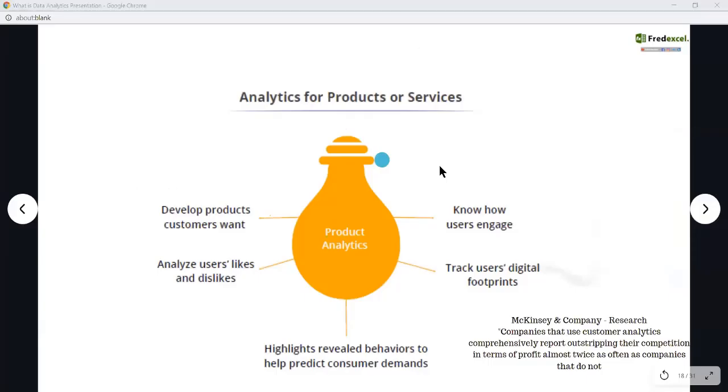Now let's move on to analytics for products or services. We talk about developing products that the customer wants, knowing how users engage, and analyzing users' likes and also dislikes.